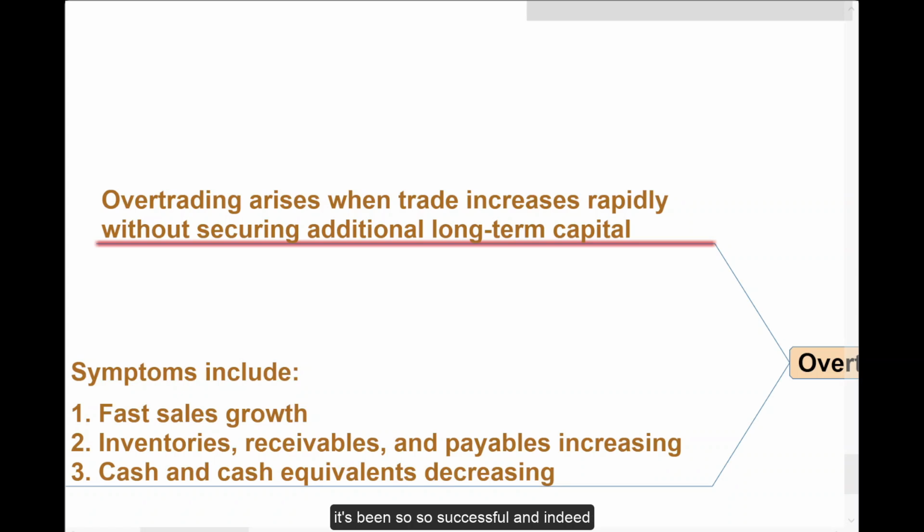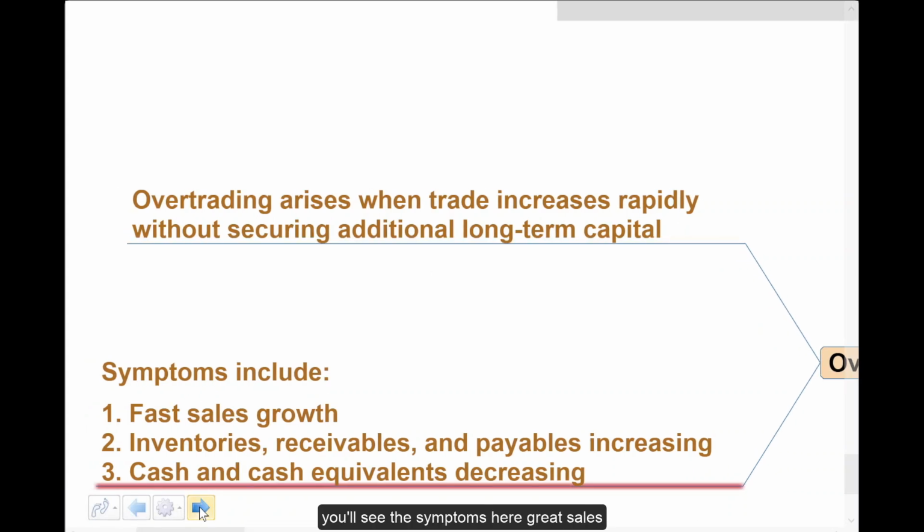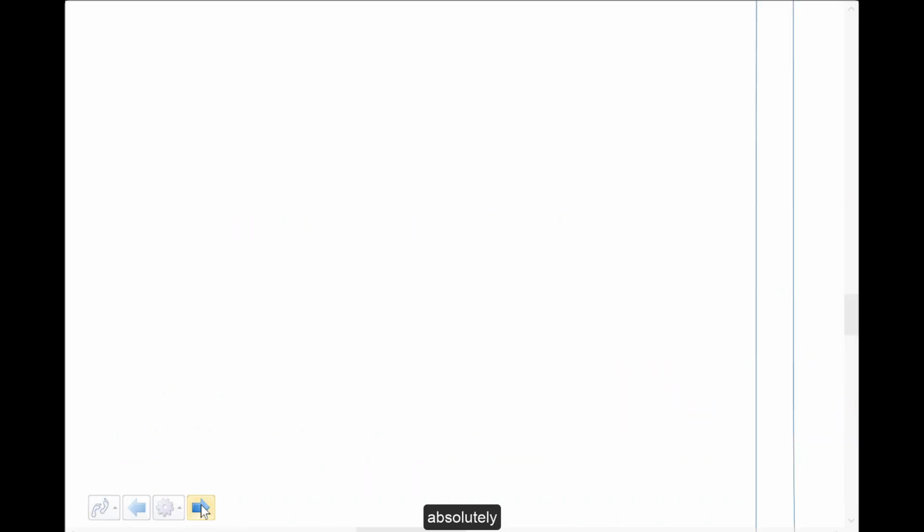It's been so successful, and indeed you'll see the symptoms here. Great sales, inventories, receivables and payables increasing, not necessarily all good, because perhaps we're not collecting accounts receivable quickly enough. Maybe we're not paying our payables because we don't have the cash, and cash and cash equivalents are decreasing, getting lower. This is a major problem, and companies that overtrade, to use the word, can go out of business. They need to be careful. Again, we get back to that whole area of cash is king. Having cash available to pay your debts is absolutely king.